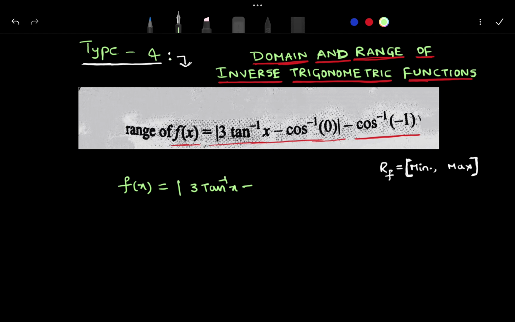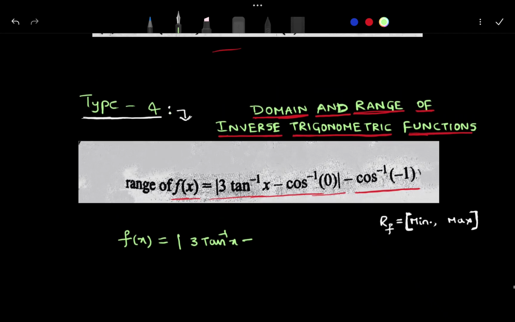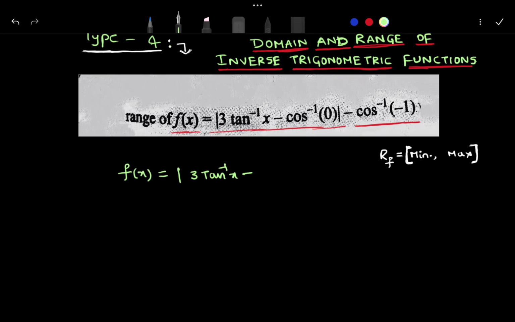What does inverse mean? Angle. For what angle will cos be 0? 90 degrees, so this is pi by 2. Minus, for what angle will the cos value be minus 1? That is pi. At pi, at 3 pi, at 5 pi, at odd multiples of pi, at every such angle the cos value will be minus 1.